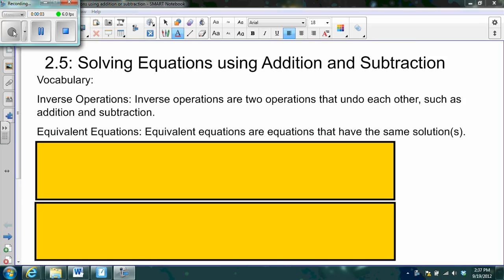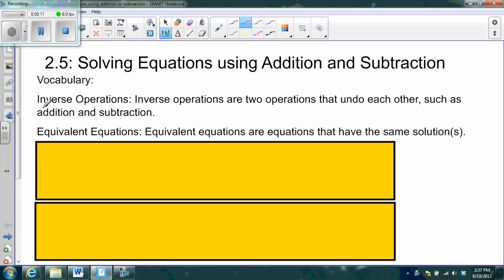This lesson is on 2.5, which is solving equations using addition and subtraction. The vocabulary we need to know for this section includes inverse operations, which are two operations that undo each other, such as addition and subtraction. So for example, x plus 2 minus 2 is just going to leave you with x, because the plus 2 and the minus 2 cancel each other out because they're inverse.